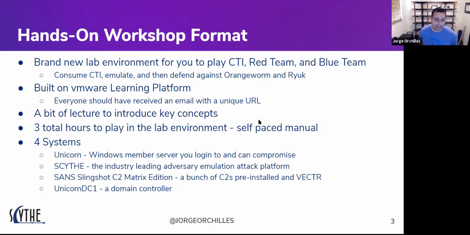There's also two attack platforms there. One is a Windows server that's running the Scythe attack platform. The other is the SANS Slingshot C2 Matrix Edition that has 8 other command and control frameworks already pre-installed, and also has Vector.